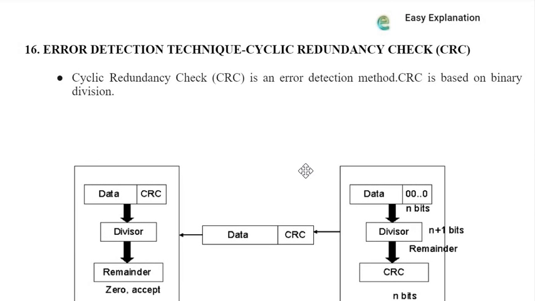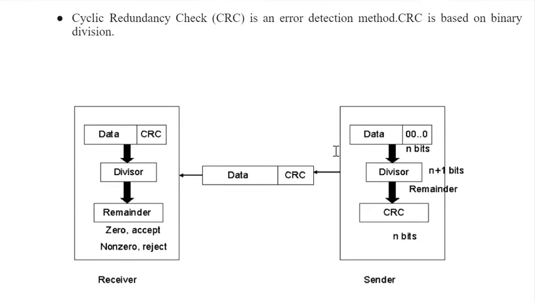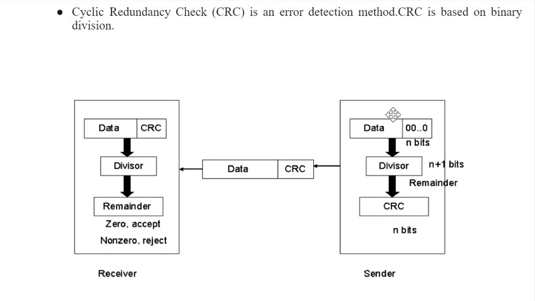So CRC, what is it? What is the definition of CRC? CRC is cyclic redundancy check. It is an error detection method, and CRC is based on binary division. Looking at the diagram, or we can say this flow diagram, there are two sides, sender side and receiver side.